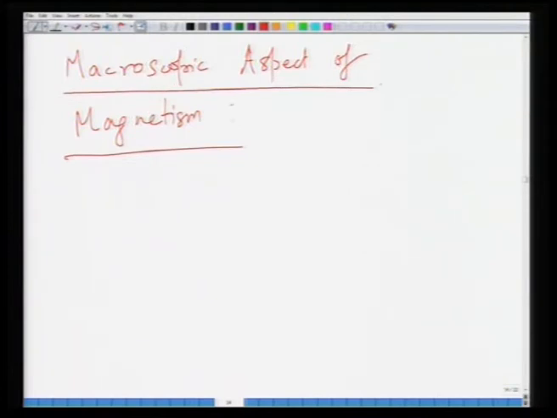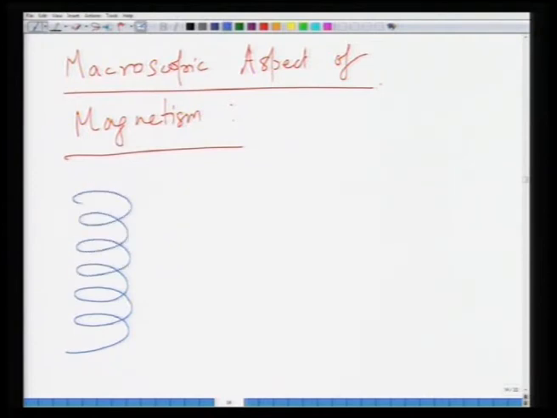Okay. Now, again we will consider here the same geometry. So, we take a current carrying coil like this, and this current carrying coil of course has a current I flowing, and this current gives rise to a field H, and we will see what happens. At the moment this coil does not consist of anything inside it.